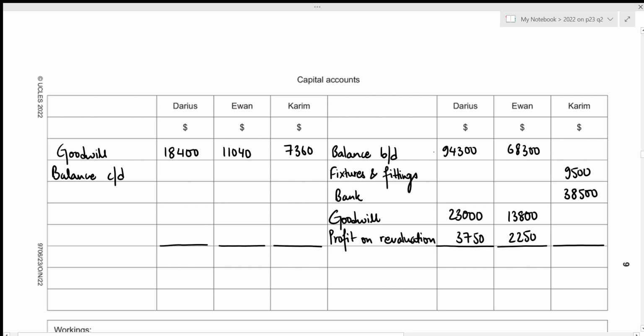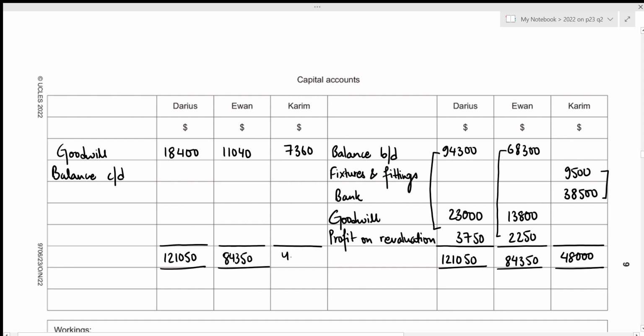For Darius, that will be the sum of these three amounts. That's 94,300 plus 23,000 plus 3,750, which results in the total of 121,050. For E1, that's the sum of these three amounts: 68,300 plus 13,800 plus 2,250, which results in 84,350. And for Karim, that will be the sum of these two amounts. That's 9,500 plus 38,500, which results in 48,000. And the total will be the same on the debit side as well. So that's 121,050, 84,350, and 48,000.